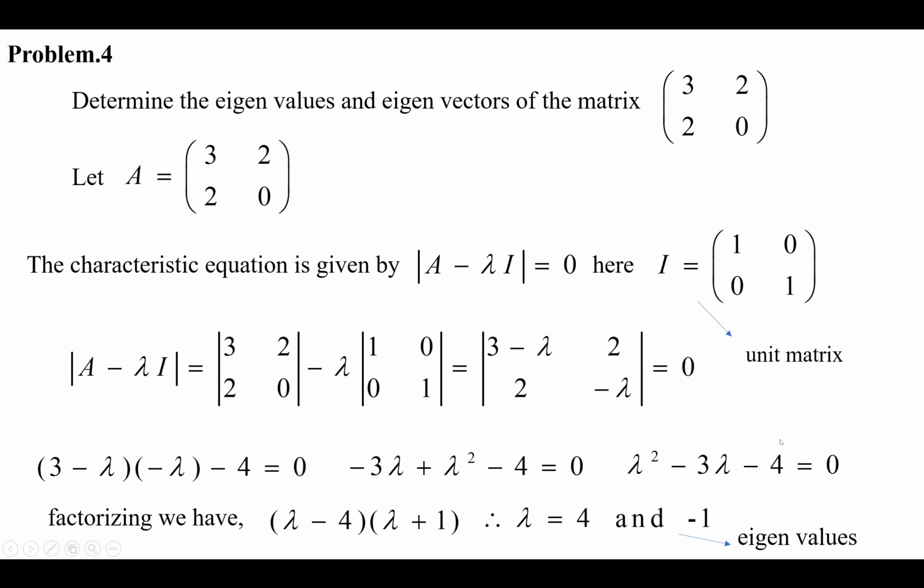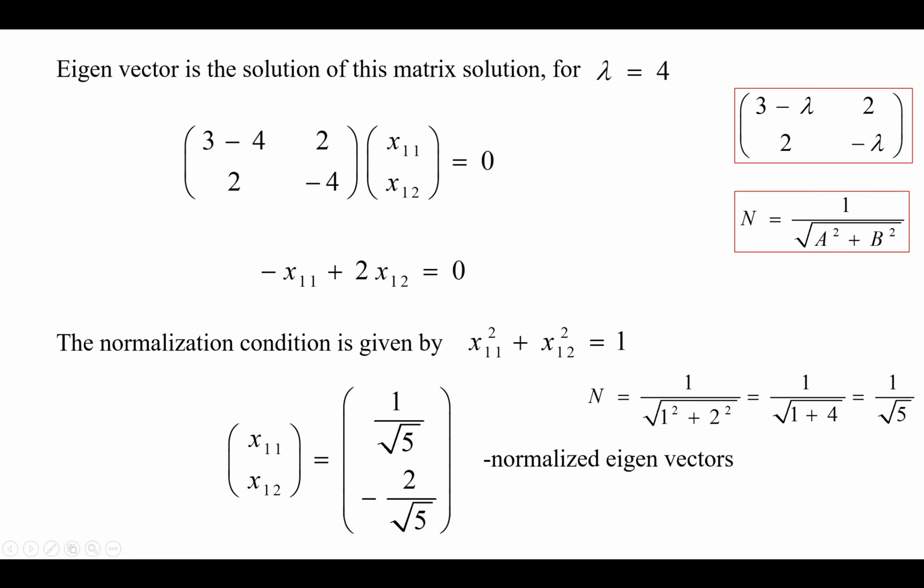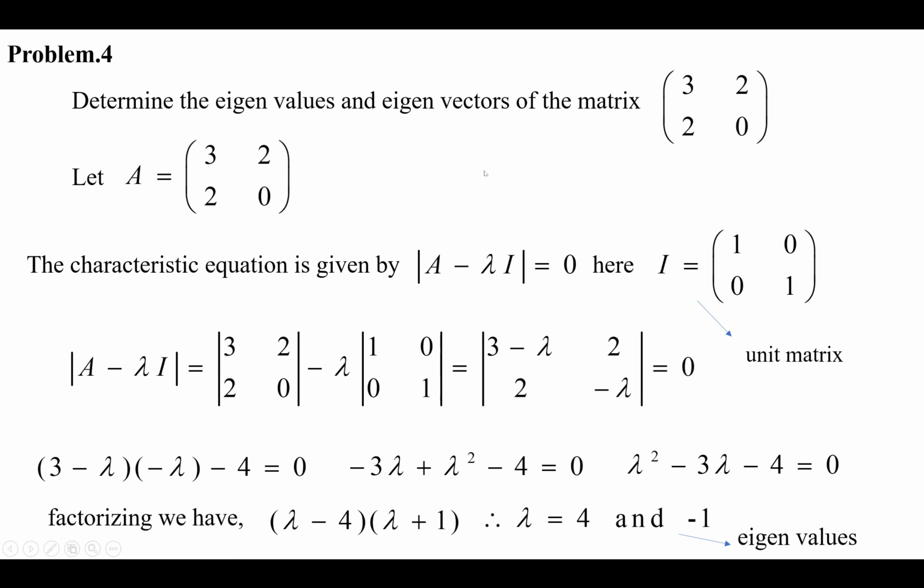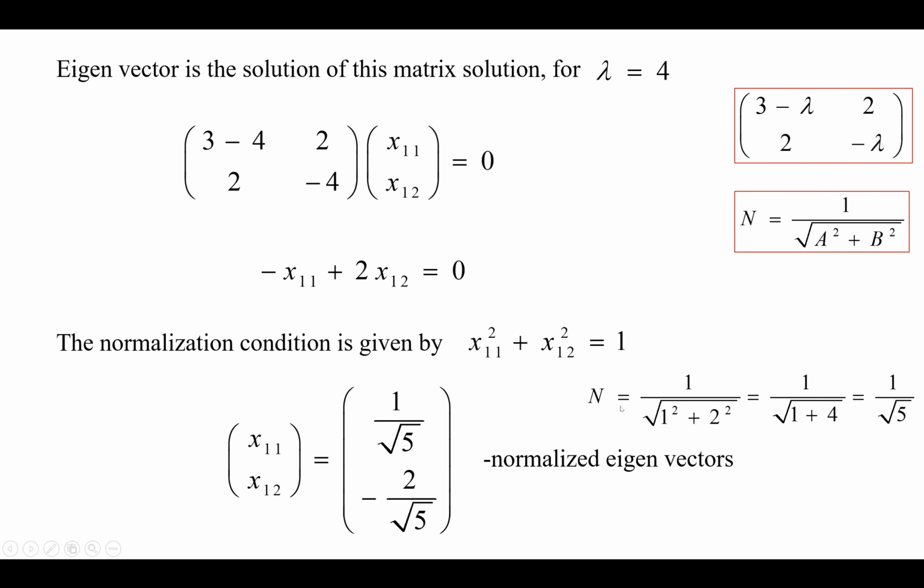So we have obtained the 2 eigenvalues. First we will take lambda as 4. So when lambda equals 4, substitute in the secular equation. So this is nothing but a secular determinant equation. (3 minus lambda)(2 minus lambda) equals 0 is the secular determinant equation. Now we are going to get the eigenvectors.